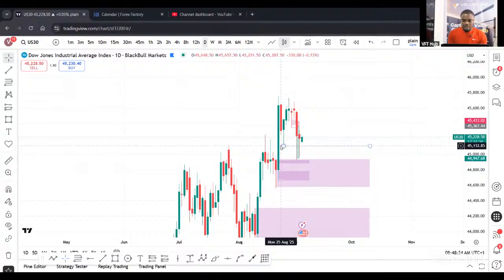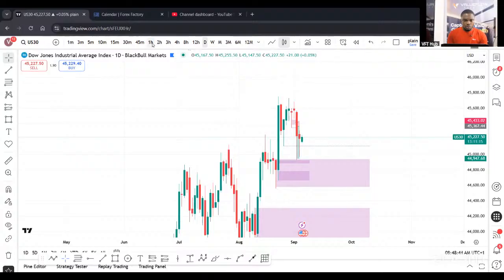Also, we have an inducement here. Price swept through this and tapped into this other block that's never been tested before. We have a fair value gap. There's a whole lot of confluence at play here, so it makes sense for us to buy from that other block.